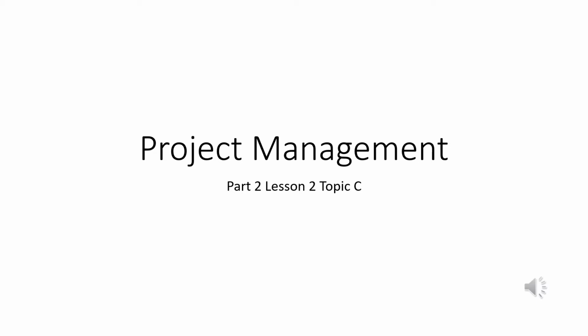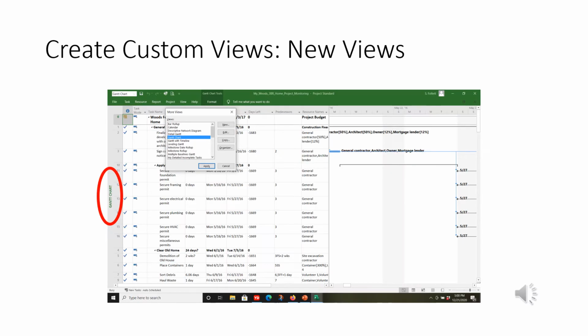Okay, this is topic C. We're going to do some things with custom views. First thing I'd like to do is create a new view. So I'm going to right click on the Gantt chart and then come up to this dialog box.